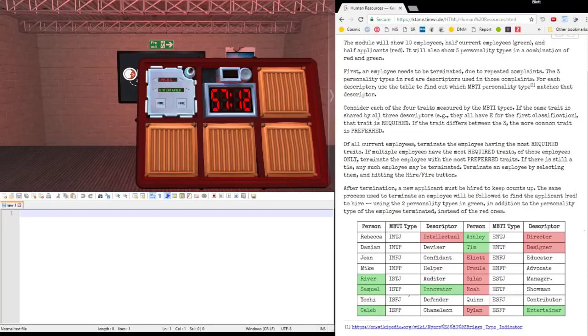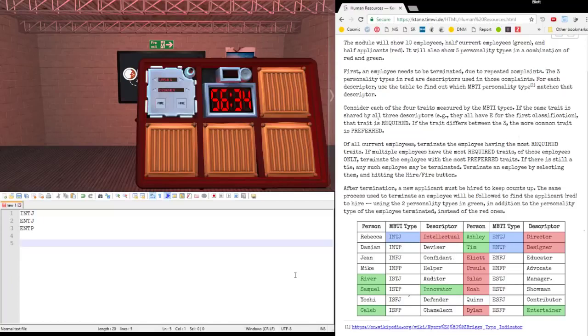Here's what we're going to do. For the first stage, we're going to fire someone based on the 3 complaints, the 3 red traits. We're going to look at each of those 3 red traits and at the MBTI type associated with those traits. That relates to the Myers-Briggs test. So the 3 red ones were designer, director, and intellectual. Those would be INTJ, ENTJ, ENTP.